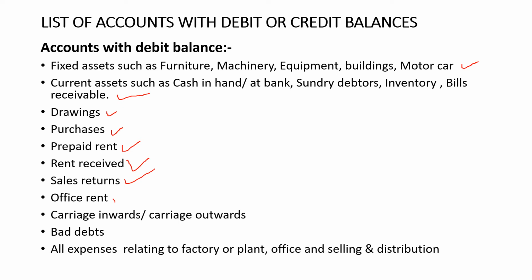Next is office rent. Next, carriage inward and carriage outward. Both we get as debit balance. Bad debts. Next, all expenses relating to factory or plant, office, and selling and distribution. All these expenses you always get as a debit balance in your ledger account. So all these you have to transfer to the trial balance, and write the amount in the debit column.